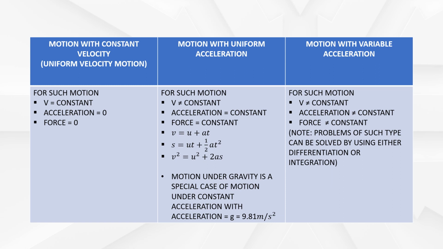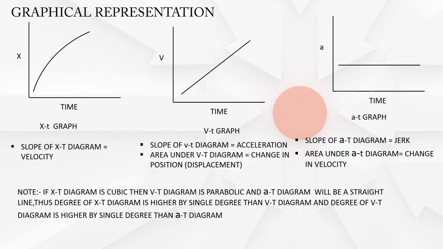Now we can see that in this type of motion, the displacement is a function of time, the velocity is also a function of time, and the acceleration is also a function of time. So if x and t, or the displacement and time relation is given, you will have to differentiate it to get the velocity, and further differentiation will give you the acceleration. Whereas if the relation between acceleration and time is given, you will have to integrate it to get the velocity, and further integration of this velocity expression can give you the displacement.